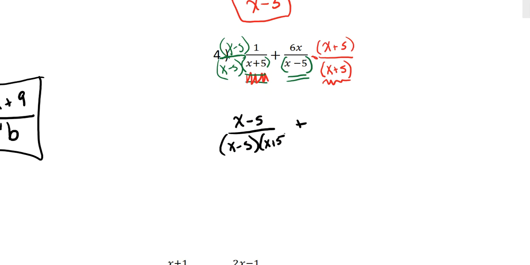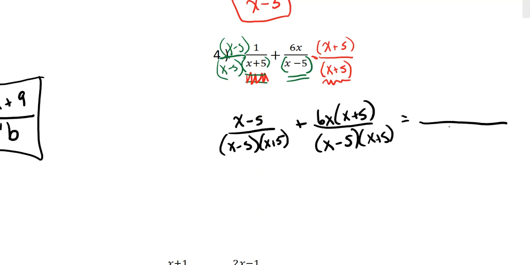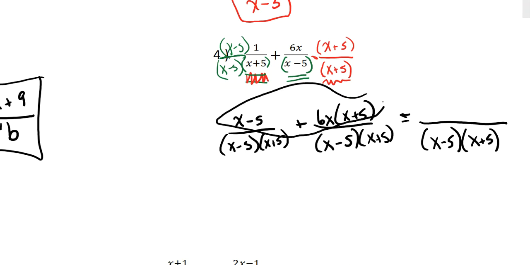And that's plus 6x times the quantity x plus 5 over x minus 5 times x plus 5. Same denominator. I'm going to keep that the same. I'm not going to FOIL it or multiply it out because I want to keep it that way so I can see it later. And then I'm going to add the numerators.